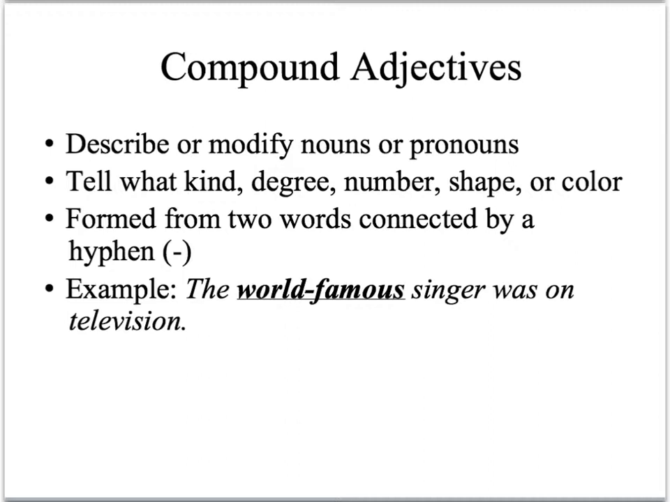A compound adjective, just like a compound word, is formed by two words, but in this case, it is formed by two words that are put together with a hyphen, which is this little dash mark right there. An example would be, the world-famous singer was on television. World-famous is a compound adjective describing the word singer.